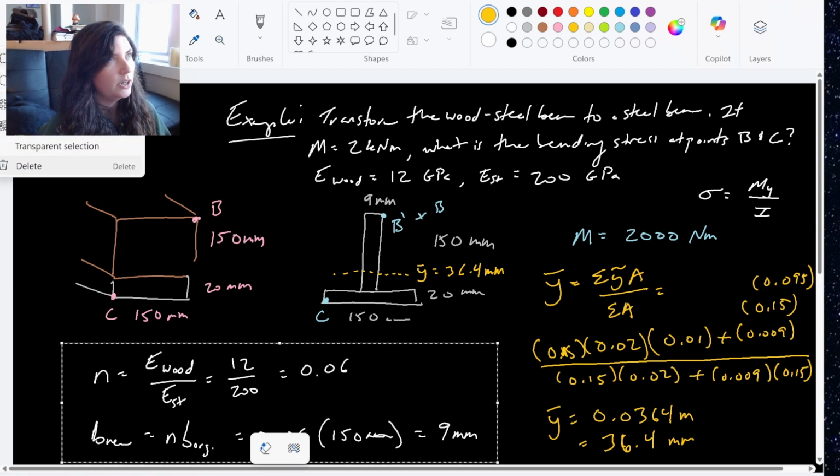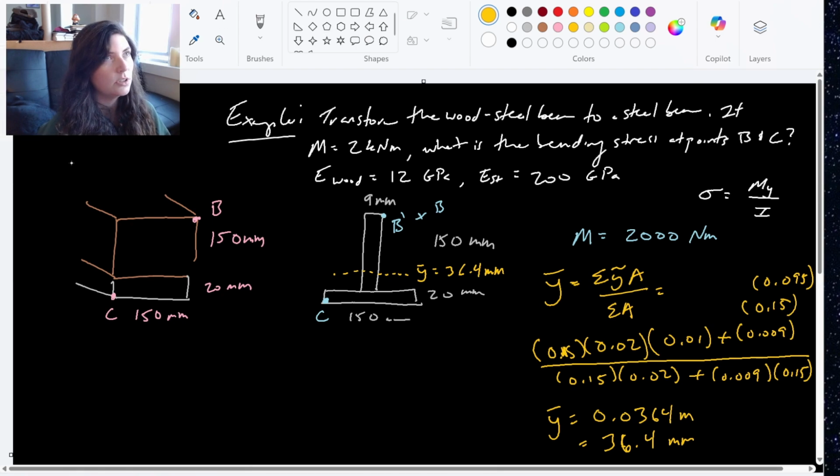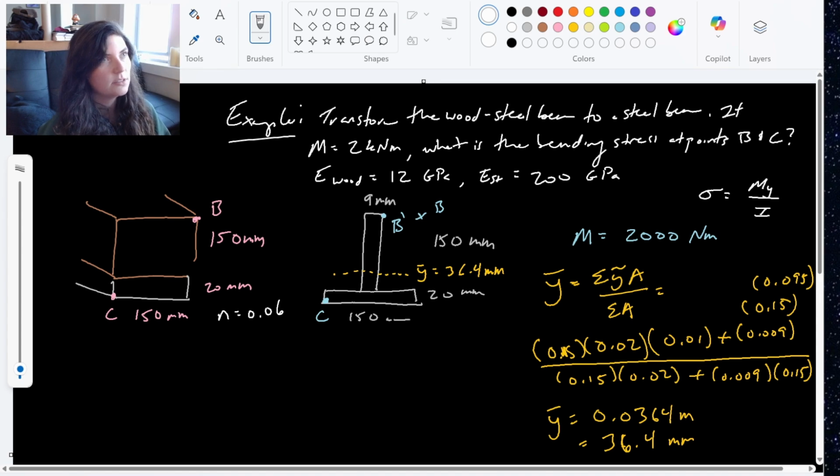I might write that 0.06 down though. But the transformation factor n was 0.06. Keep that in case we need it later. The last thing we need is our moment of inertia.